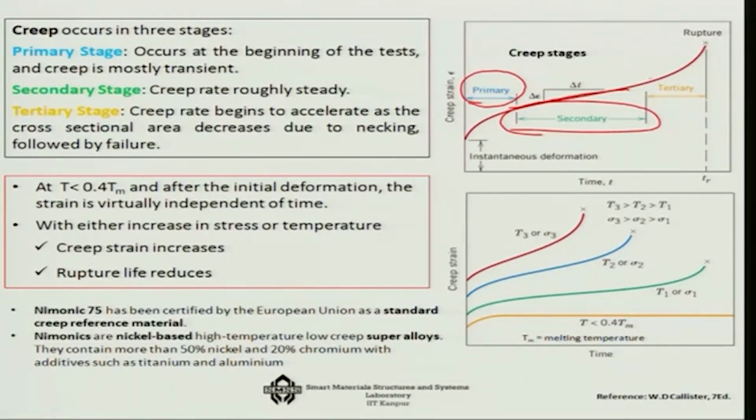Okay. So, as you can see here, with respect to time, beyond a particular time, the creep increases actually exponentially, as you can see in this picture. So, that actually goes towards the failure. Now, at temperatures less than 0.4 of the melting point temperature, generally after the initial deformation, the strain is virtually independent of time. But with the increase in stress or temperature, the creep strain increases and the rupture life decreases rapidly.